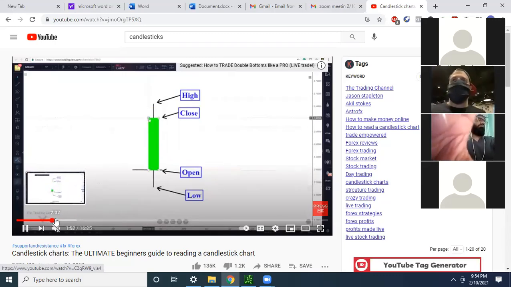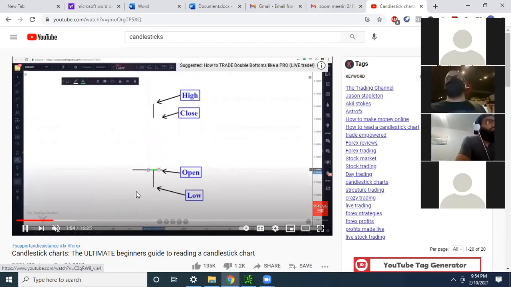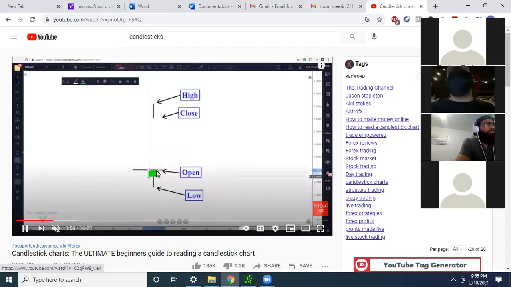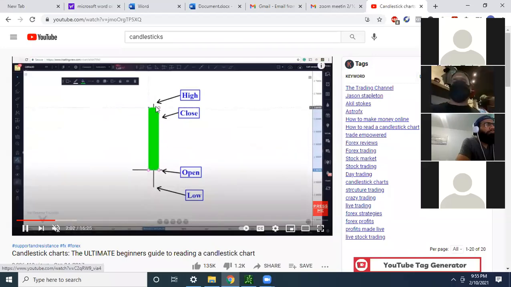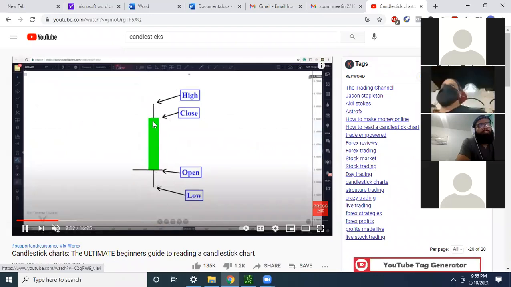Let's see. So it opens up there. At some point during that time frame, it goes all the way low, comes back up, all the way to this high, then comes back down and closes there. So these are called wicks. Those sticks are called wicks.